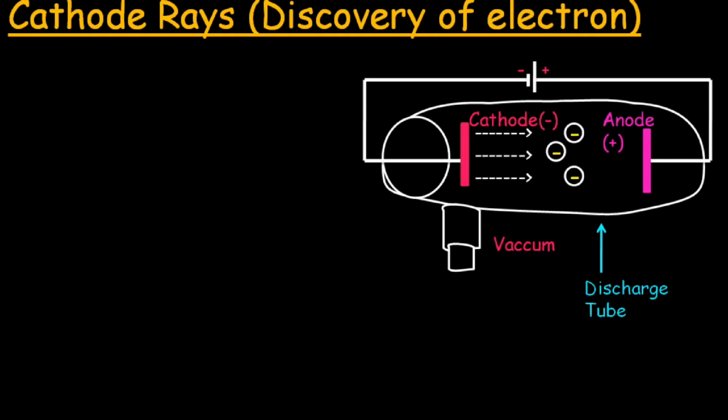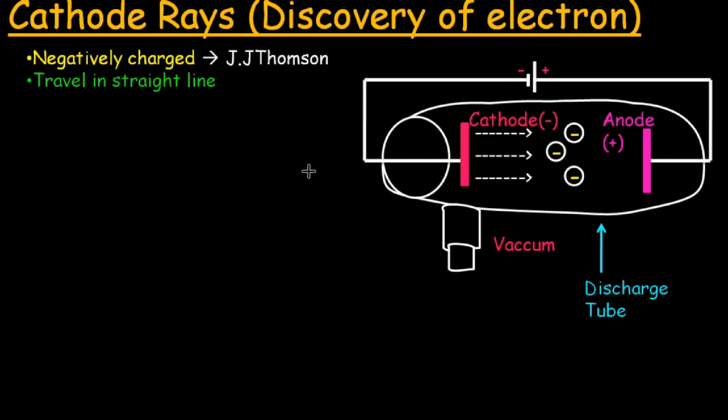When a very low pressure and high voltage of about 2000 volts was applied, some rays were seen traveling from cathode to anode. When these rays were studied by J. J. Thomson, he called them the negatively charged particles. As these rays travel from the negatively charged cathode to the positively charged anode, they should be negatively charged because opposite charges attract each other. And J. J. Thomson concluded that these rays were the negatively charged particles.